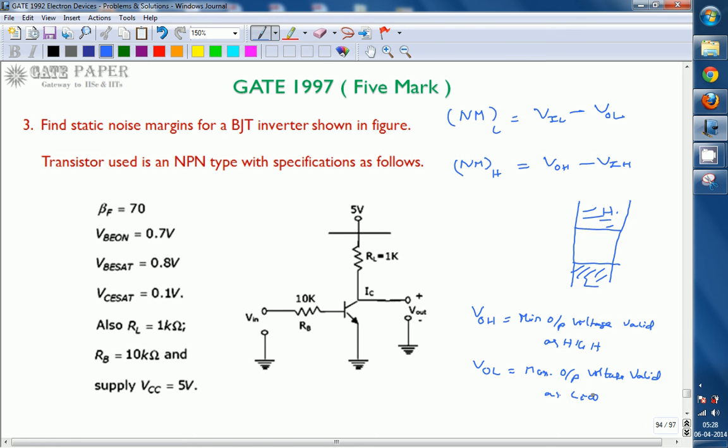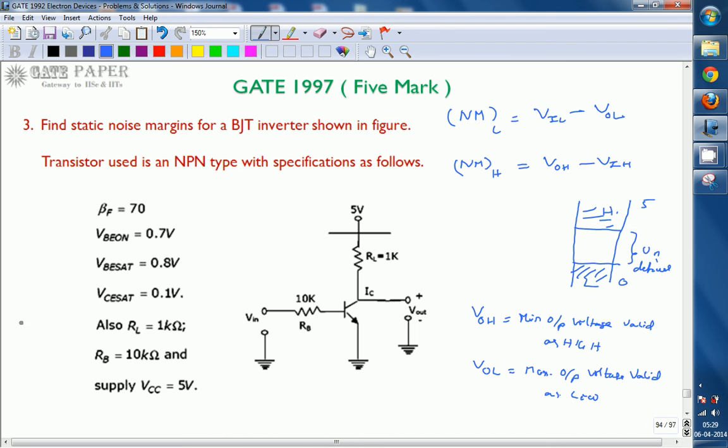If the output voltage is greater than this, at that time it comes under the undefined region. So VOL is the maximum output voltage valid as low level, and VOH is the minimum output voltage. If the output voltage is below this VOH, again it comes into the undefined region. In the voltage range of 0 to 5, this will be called undefined.